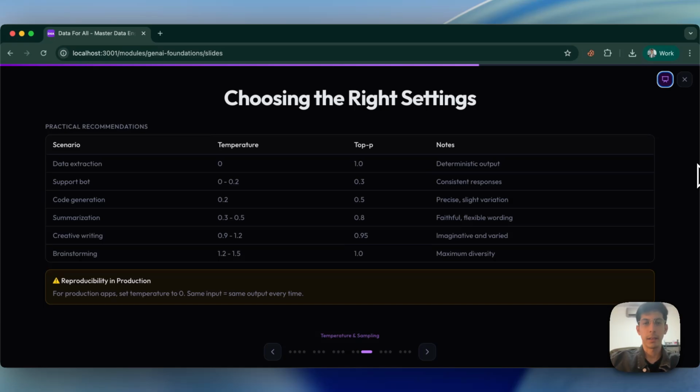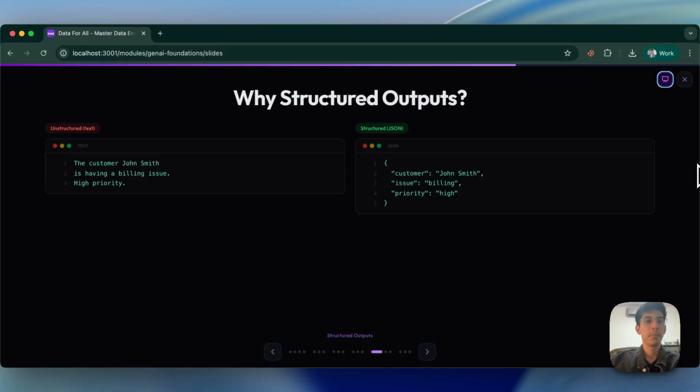And here's the key insight. Usually you only need to adjust one of these at a time. Start with temperature and leave top P at 1. Only tweak top P if you need finer control. Most developers never even touch top K. And remember, the best settings depend on your specific use case. Experiment and see what works.